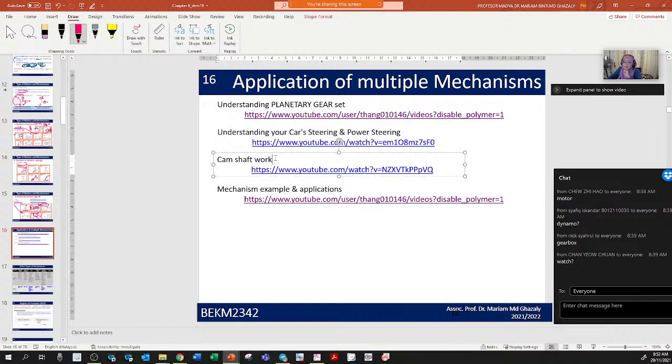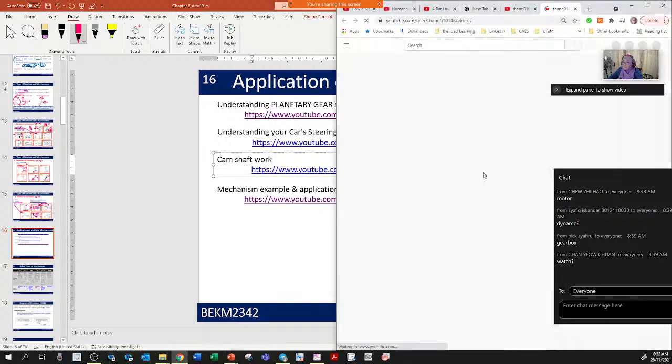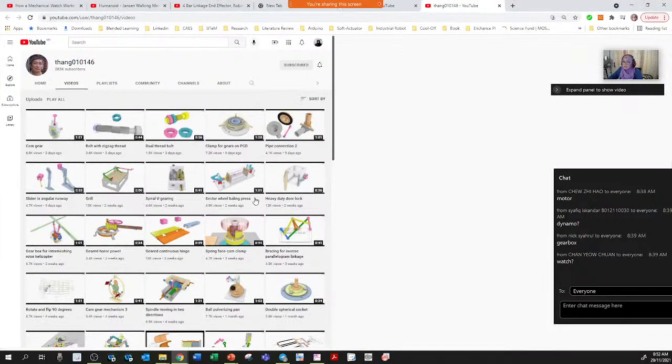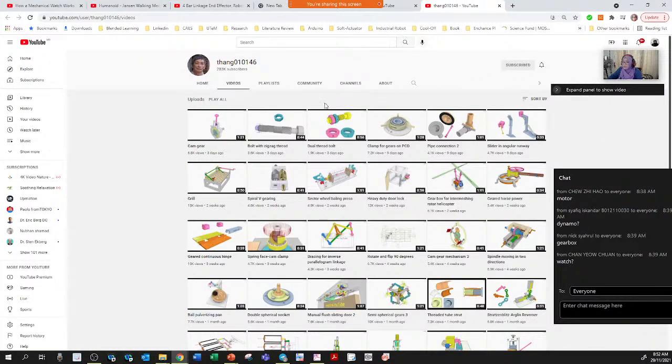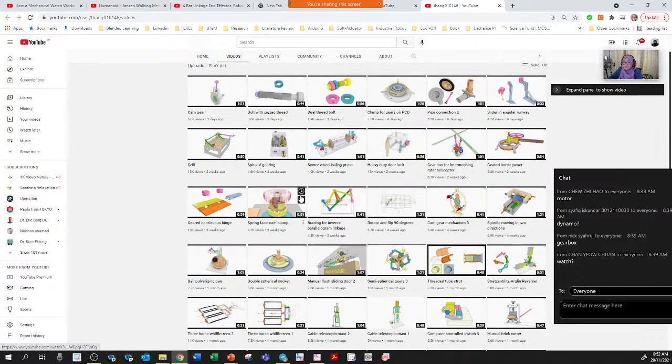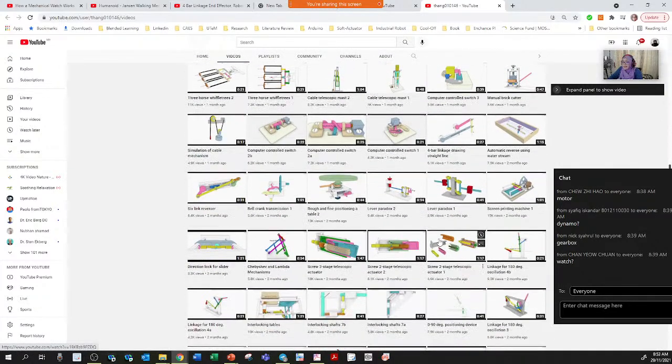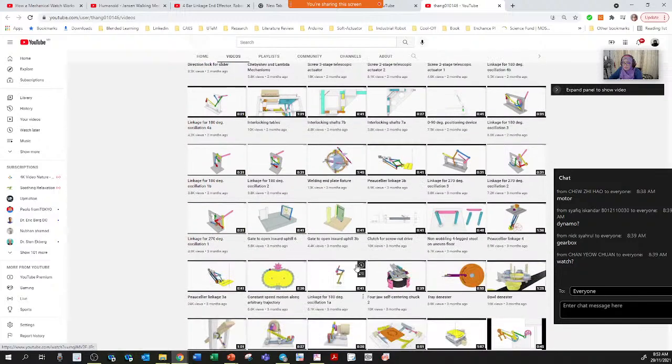And later, if you haven't gone through the YouTube video that I shared in Telegram, go through it also: how does the camshaft work. And this one is an example of mechanisms. This one is really good for you to go through. This YouTuber has made several designs in SolidWorks, I think, or AutoCAD. And what he did was just show you different types of mechanisms.